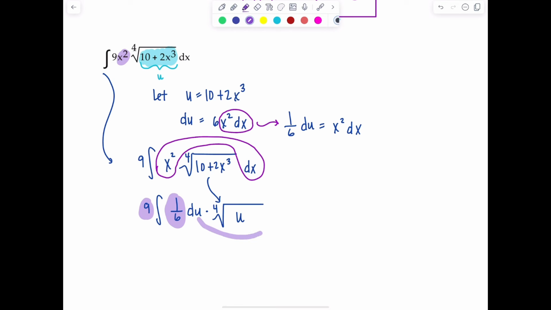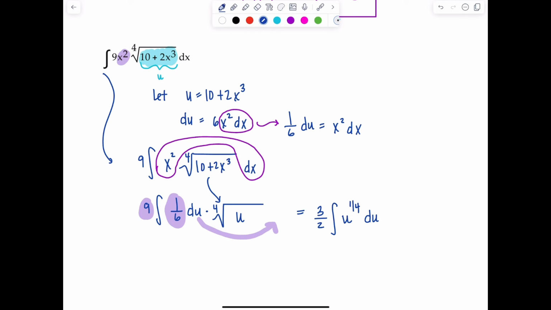And then this differential needs to always be all the way on the right, okay? So 9 over 6, that's 3/2. Lovely. 4th root of u, no, we're not leaving it like that. That's going to be u to the 1/4 du. And see, I already moved the du out there. Okay, beautiful. Now we're ready to roll.